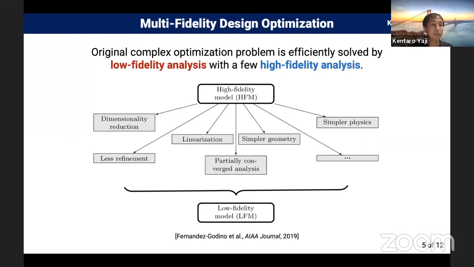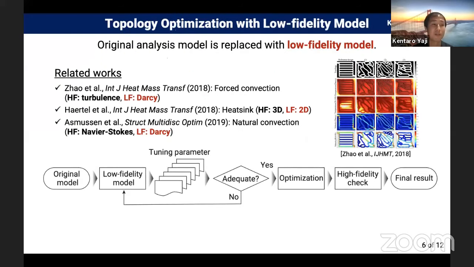In this framework, the original complex optimization problem is efficiently solved by low fidelity analysis with a few high fidelity analyses. Here, we would like to emphasize that dividing the original problem into low and high fidelity problems is very important for solving practical design optimization problems. In fact, many papers attempted to construct topology optimization with a low fidelity model. These are examples of recent related works. For instance, this paper solved the forced convection problem with turbulence, and this is replaced with a Darcy flow equation, which is a linear equation.